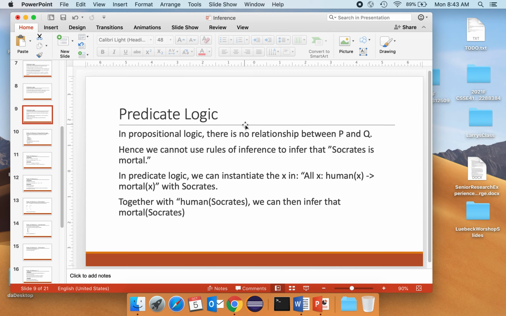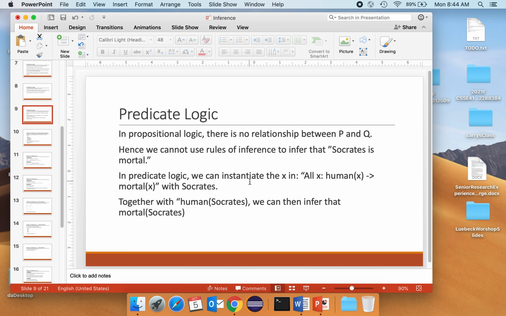So what's the difference then in terms of usage between predicate and propositional logic? In propositional logic, going back to the old P and Q, there's no relationship between P and Q. So we cannot infer things like Socrates is mortal, something that we can do with predicate logic. If we go back to the sentence, all humans are mortal, we would represent it like this: for all x, human x implies mortal x.